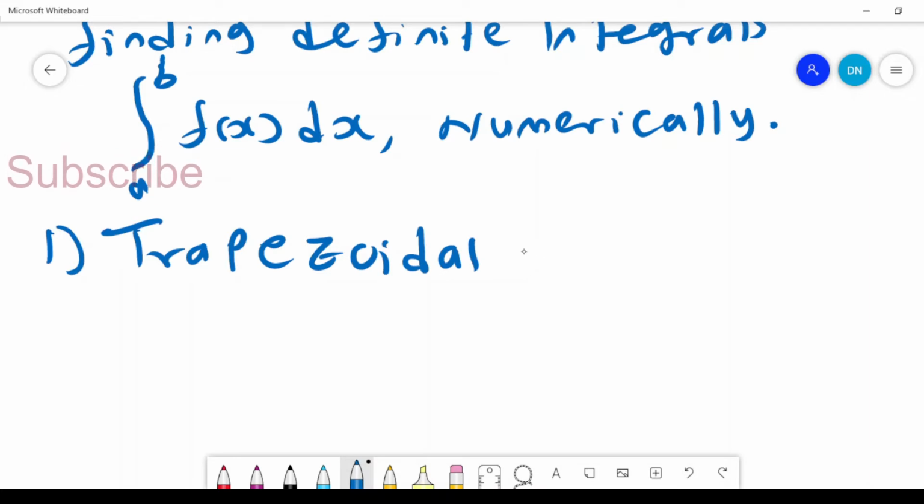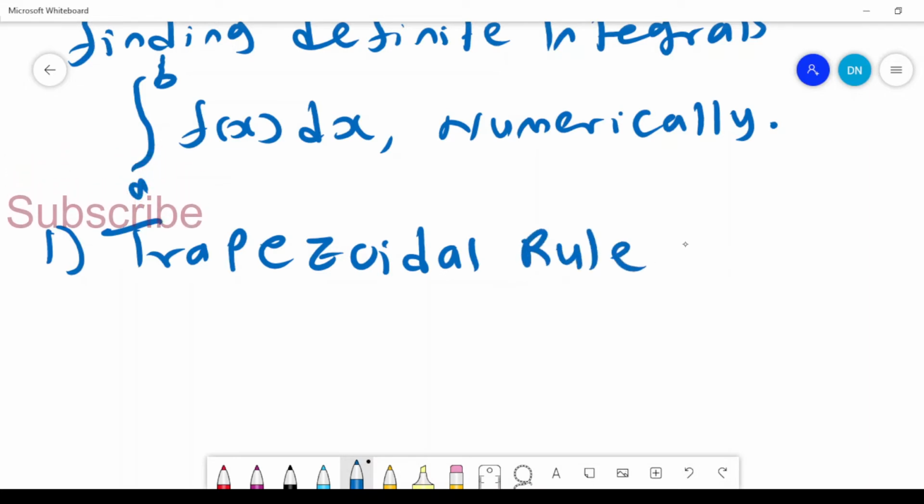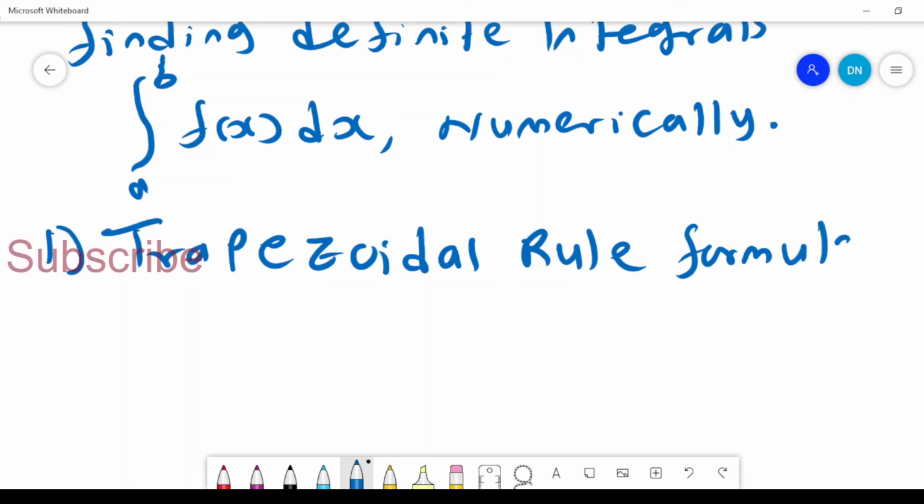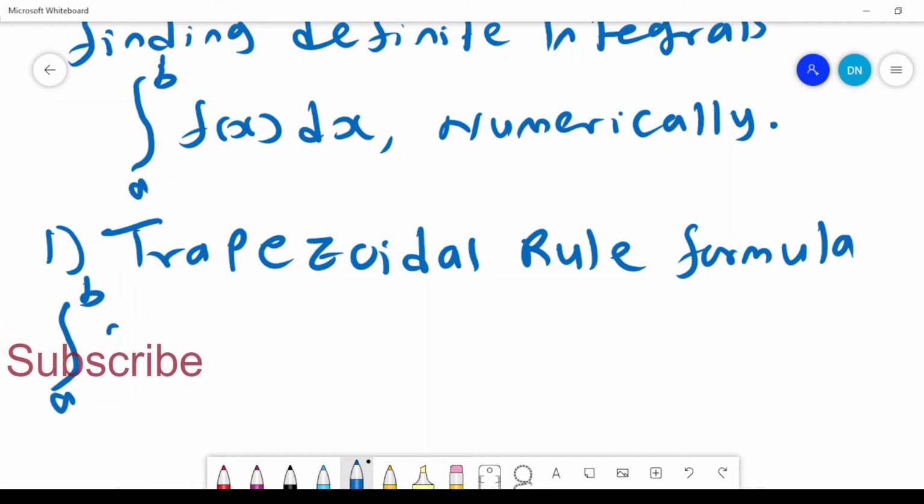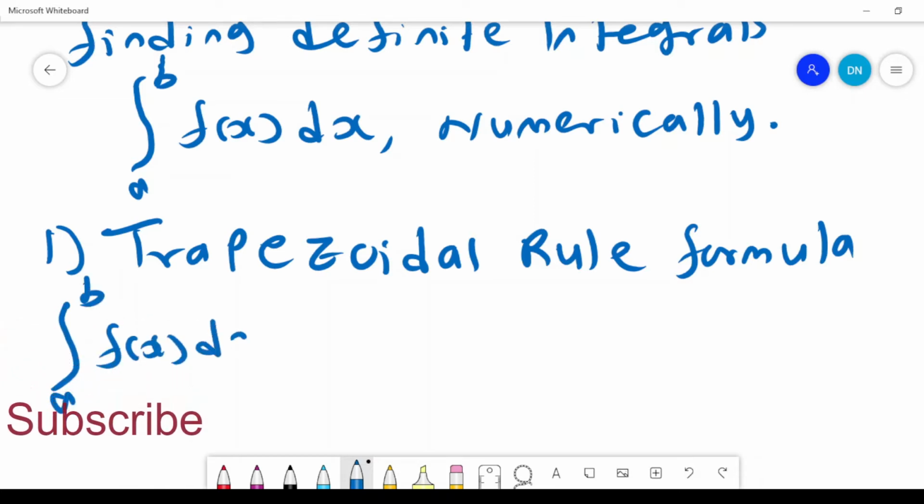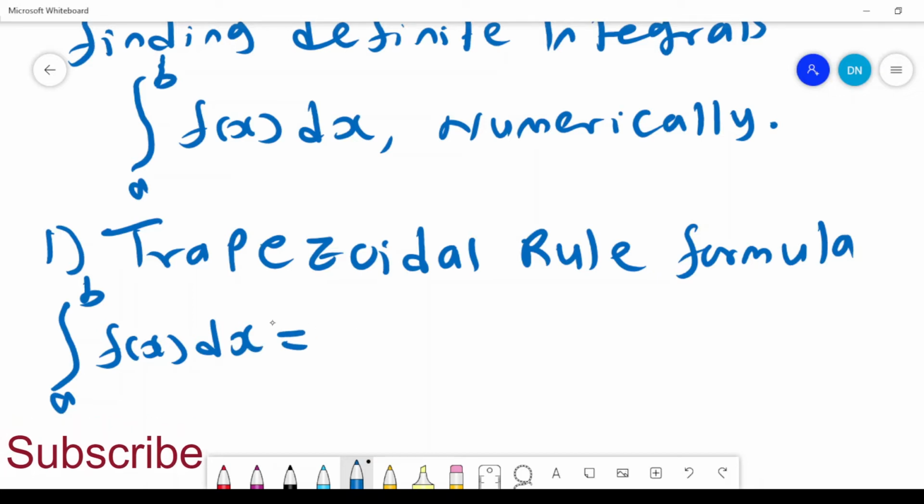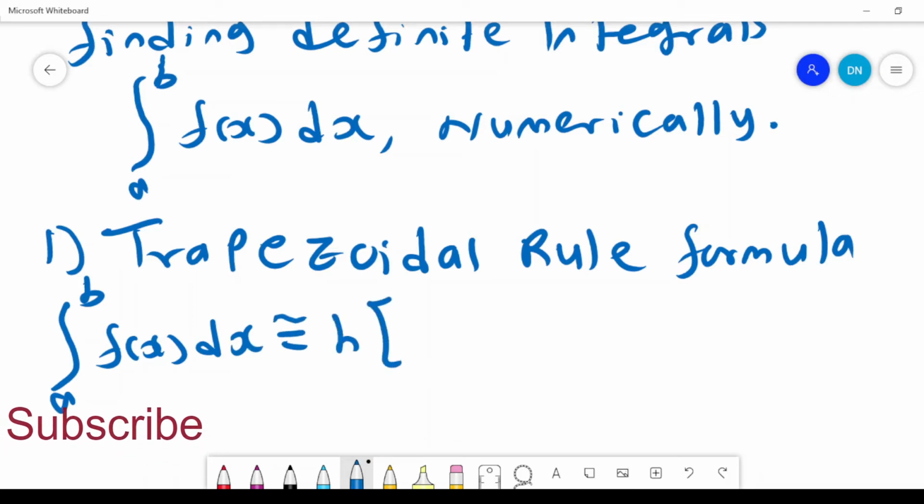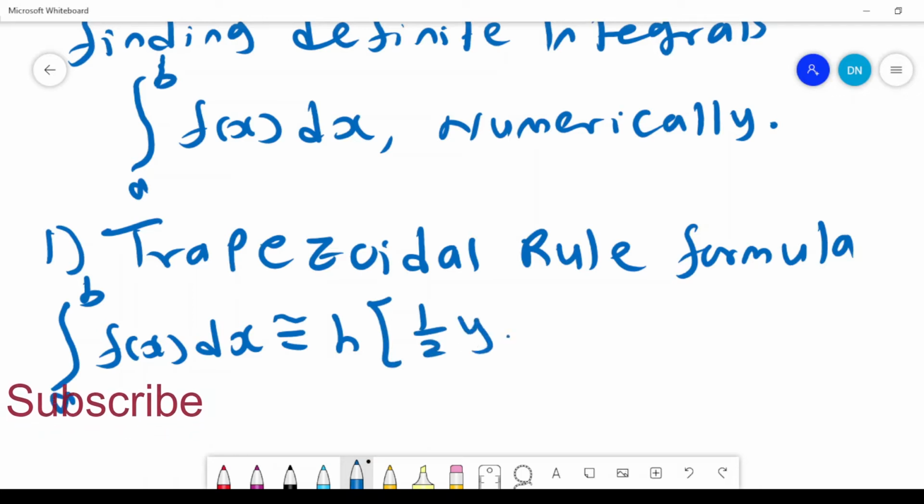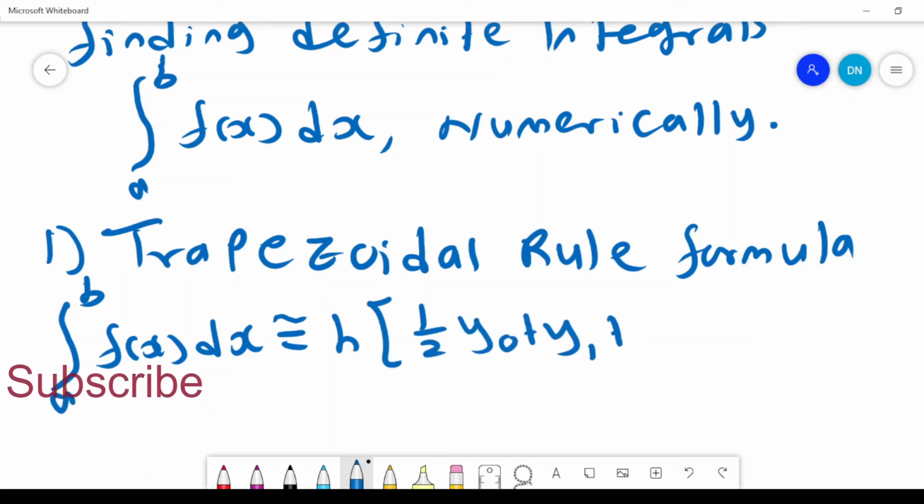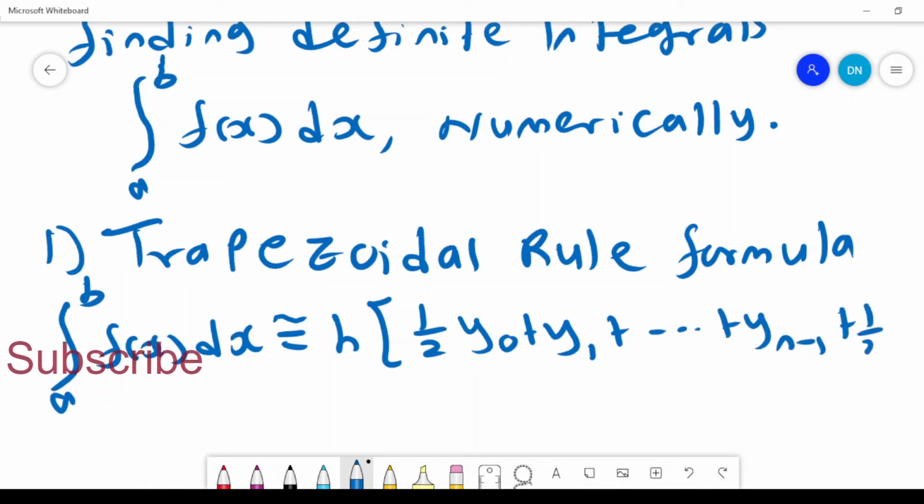We have the trapezoidal rule formula that we want to put down, and that's the formula that you'll be looking at and using to do an integral. The integral from a to b of f of x dx should be approximated by h times a half y naught plus y1 all the way to yn minus 1 plus a half yn. And that is the formula that we use for the trapezoidal rule.